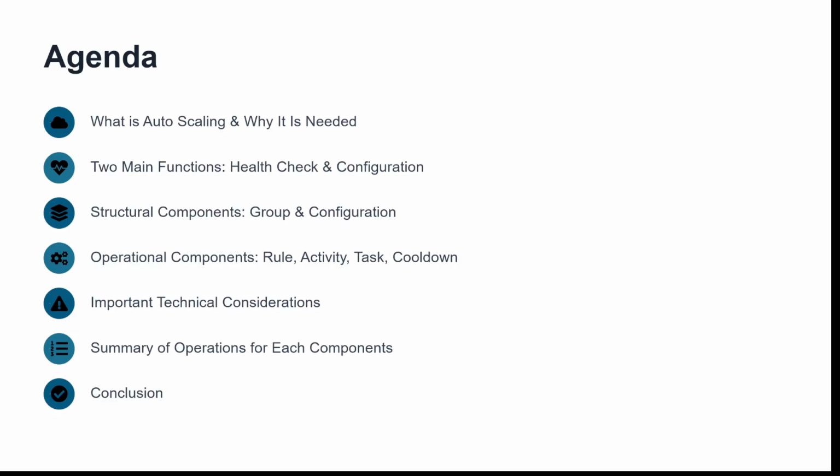So first, let's talk about the agenda. Here's how we'll go through this. We'll start with what autoscaling actually is and why it matters. Then we'll look at its two core functions, which are health check and scalability. And after that, we'll break down the components, both structural and operational, and we'll cover a few technical considerations that are easy to misunderstand, summarize the operations available for each component, and close with a short conclusion.